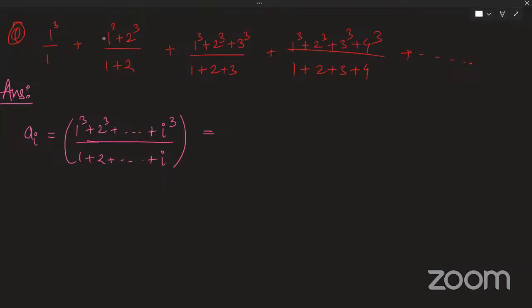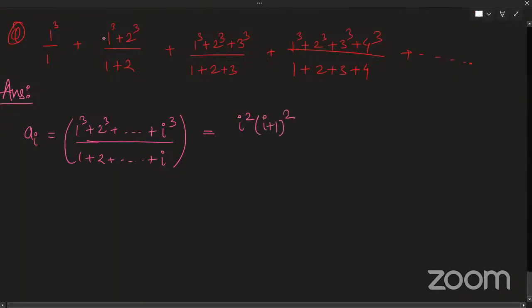Sum of cubes of the first i natural numbers, what will it be? i square into i plus 1 whole square by 4. Correct. What about the denominator? The denominator is i into i plus 1 by 2. So when I cancel out, it just remains i into i plus 1 by 2.